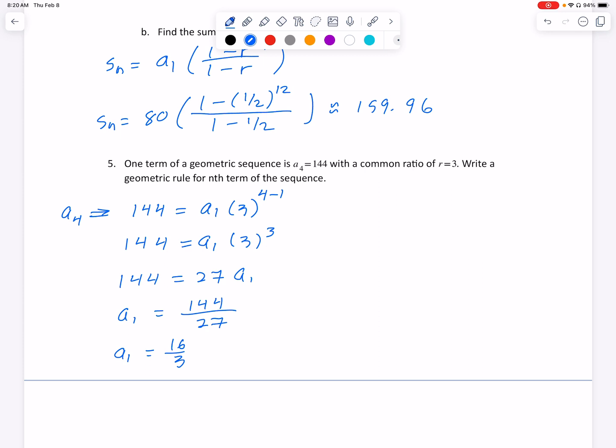From there, we are ready to write our sequence. So our sequence is a sub n equals the first term, 16 thirds, times our common ratio, which is 3, raised to the power of n minus 1.